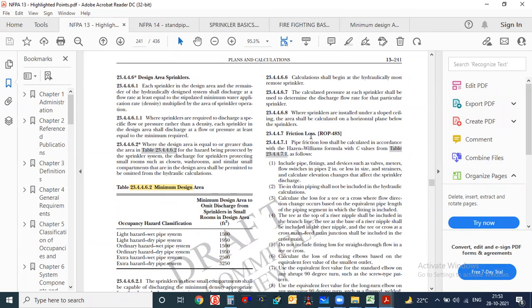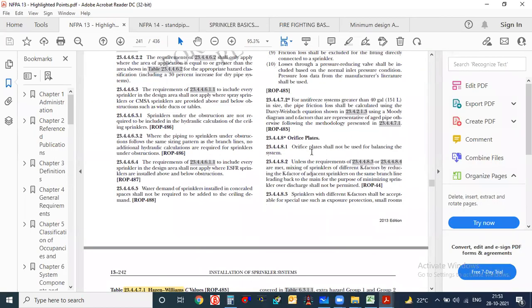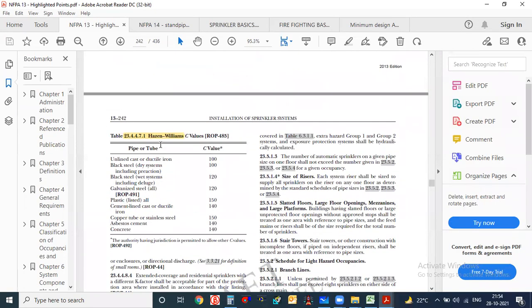Okay. Now here something is given: calculate the loss for T. Okay, leave these points. We don't require these things. Orifice plates shall not be used for balancing unless required. Leave this. This is the Hazen-Williams C values.